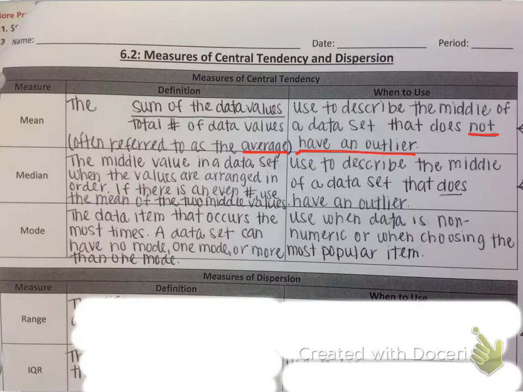Median is the middle value in a data set when the values are arranged in order. And then here's like a little parentheses aside. If there is an even number, use the mean of the 2 middle values. So if when you list everything in order and there's an even number, so there's not like an exact middle, you take the average of the 2 middle values. Okay? We use median to describe the middle of a data set that does have an outlier. Okay? So we like mean when there is no outlier. We like median when there is an outlier.